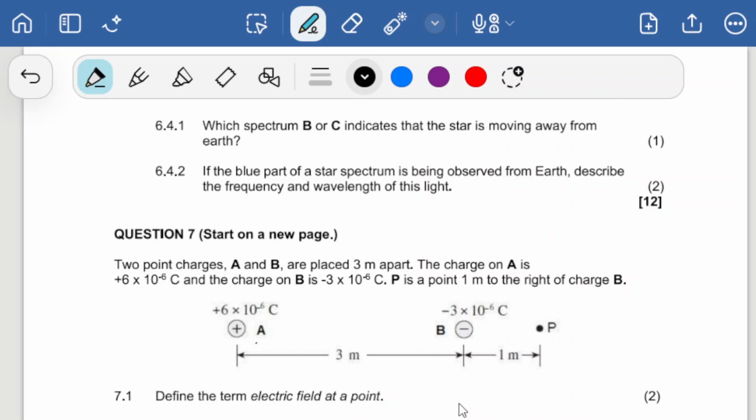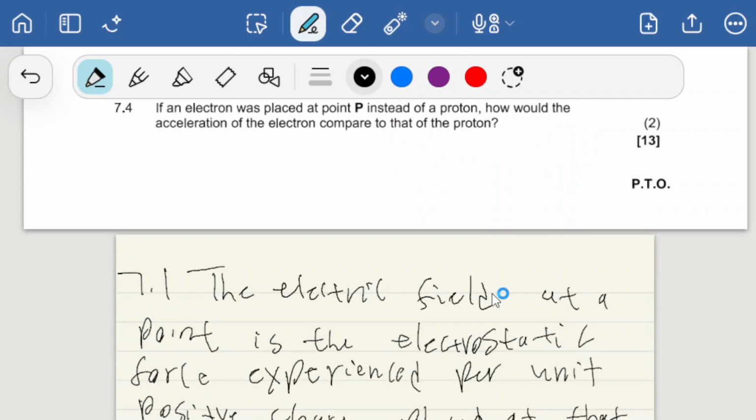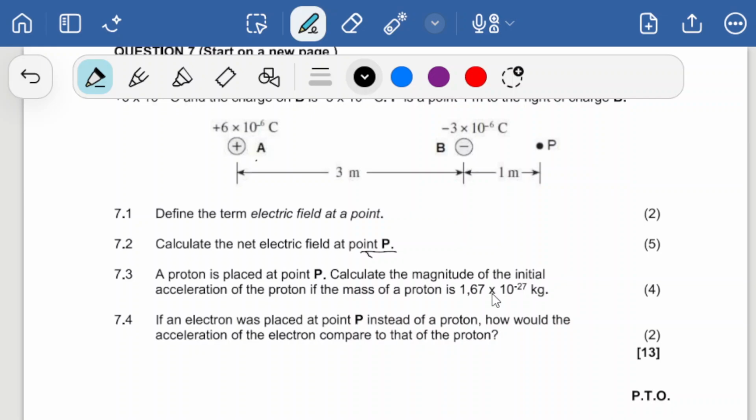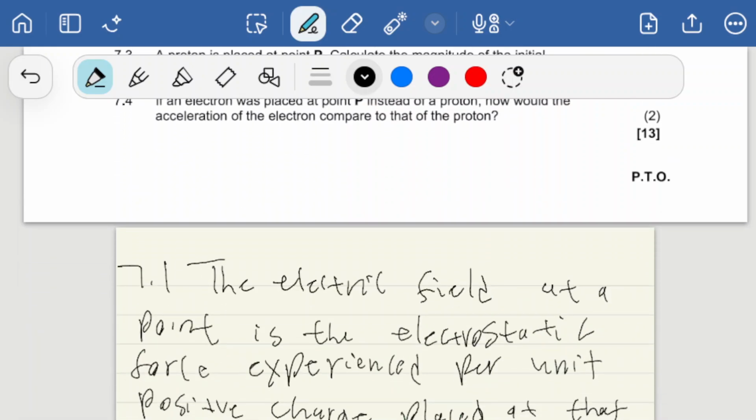So what was the distance? The distance is 3 meters. Then here the distance is 1 meter with a charge of minus 3. So it will be 3 squared, minus 9 times 10 exponent 9. Then on the second bracket, it's going to be 3 times 10 exponent minus 6. Now everything will be divided by 1 squared.